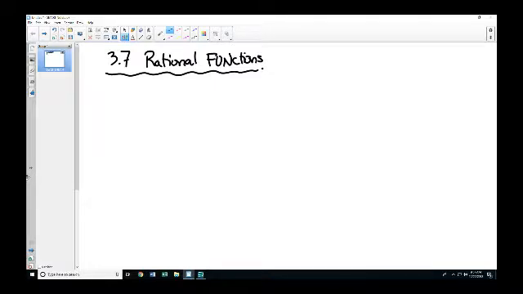So we do all the parent functions in chapter 3, right? And the reason we have a specific section for rational functions is because they come up quite frequently and they have a few of the finer points that we need to address. Okay, so the parent function is 1 over x. Try to cycle that in your memory, what it looks like on a graph.